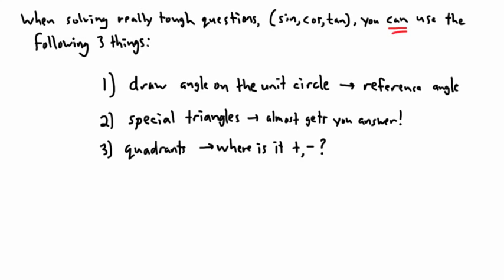I do step 1. I draw it. I draw it on the unit circle and I do what's called a reference angle. What I mean by that is, let's say, for example, I drew it and it ends up over here. Then I would say my reference angle will be this value. I would take the angle from the x-axis here. And I'll explain that in context later. Then I use special triangles. That gets me the answer, just about.